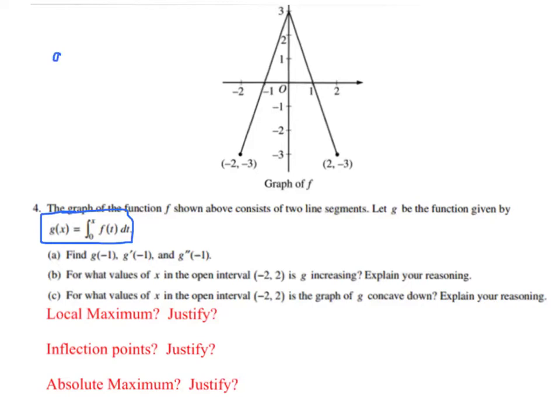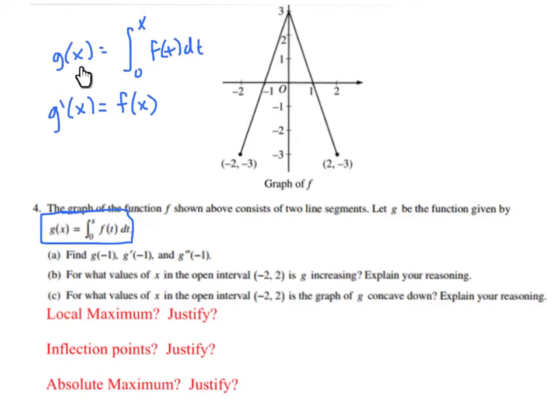I'm going to do that right up here. G of x is equal to the integral from 0 to x of f of t dt. Well, if g of x is equal to the integral, then g prime must be equal to just the function. See, I just took the derivative of both sides, and fundamental theorem of calculus part 1 says you take the derivative of an integral, you get the function out.